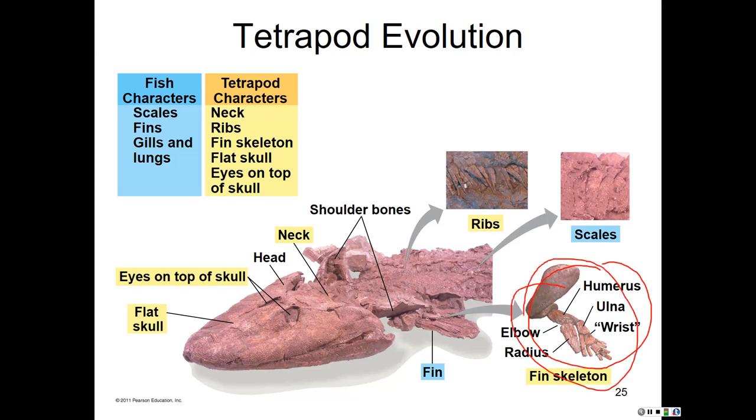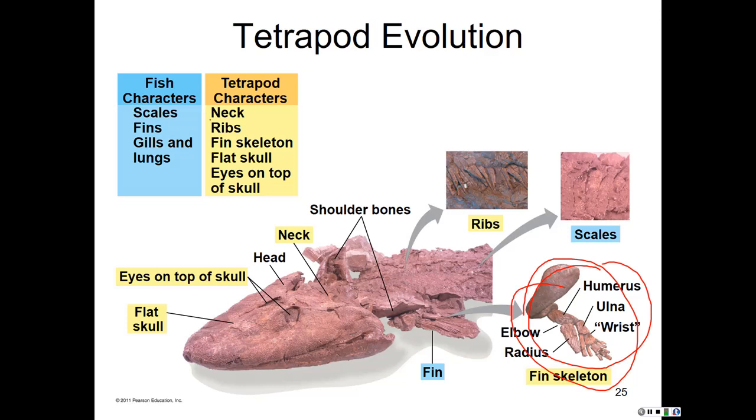This organism likely couldn't walk really well on land, but it could prop itself up in water using its fins. And this discovery was really critical in helping paleontologists reconstruct the progression of fin to limb development in the fossil record. This organism would have had lungs for breathing. It also would have had gills for breathing dissolved oxygen in the water.